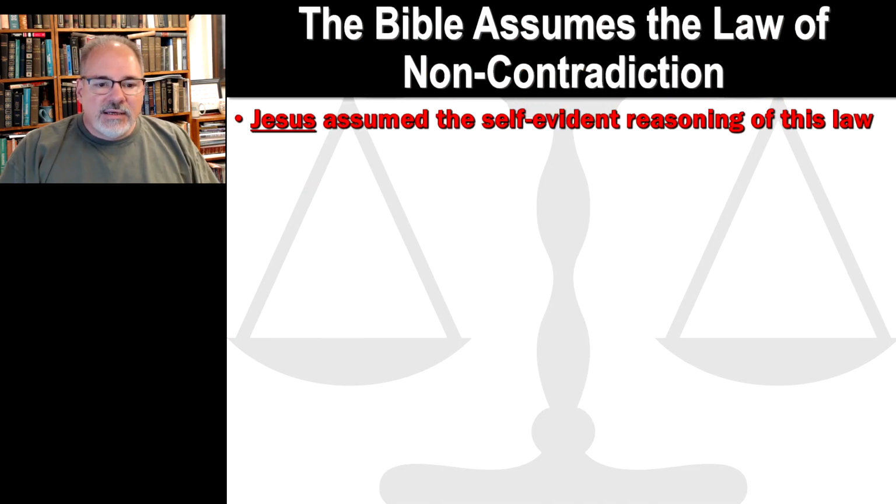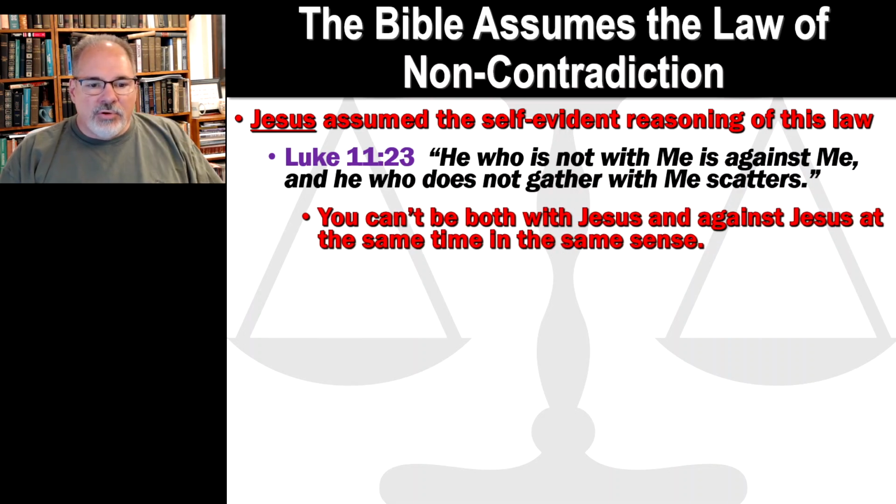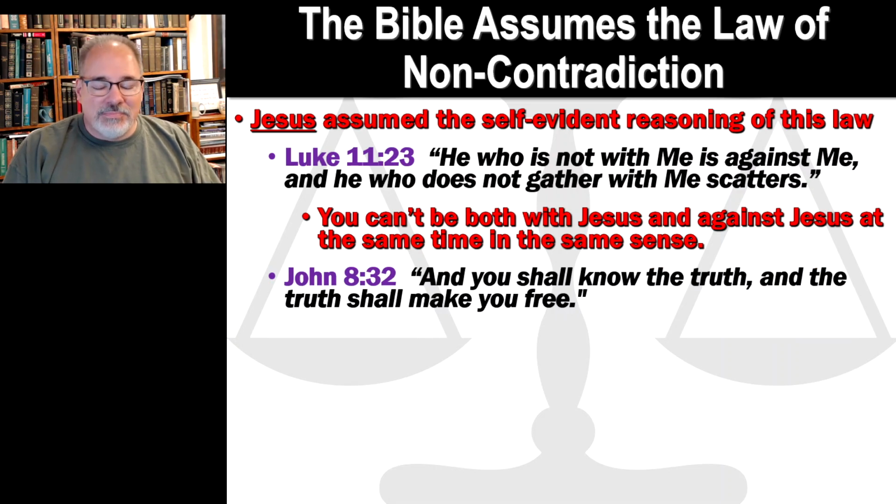So Jesus assumed the self-evident reasoning of this law. How do we know that? Well, he said in Luke 11:23, "He who is not with me is against me, and he who does not gather with me scatters." He's using non-contradiction. He's saying, this is not that. If you are not with me, you're against me. Those are two things that are opposite, right? So they are not saying the same thing, right? There is something else different from what I am saying, right? So you can't be both with Jesus and against Jesus at the same time in the same sense. It just doesn't work. Though some people try to be.